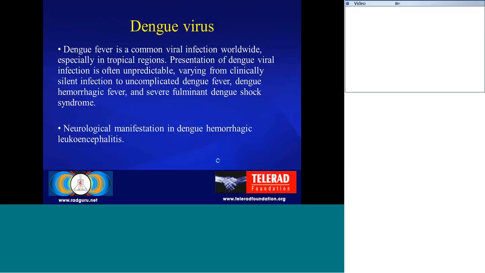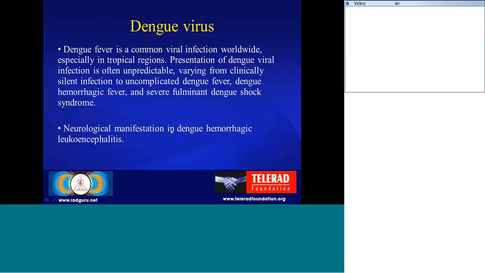So coming to the most important in Indian context is dengue fever, which causes dengue hemorrhagic leukoencephalitis, which is very common in the Indian subcontinent. Dengue fever is the most common viral infection worldwide, especially in tropical regions. Presentation of dengue viral infection is often unpredictable, varying from clinically silent infection to uncomplicated dengue fever, dengue hemorrhagic fever, and severe fulminant dengue shock syndrome.